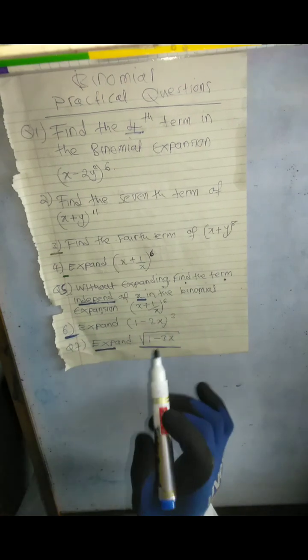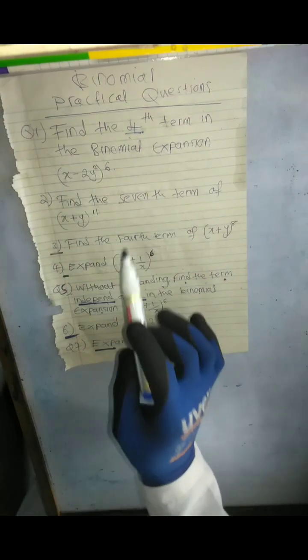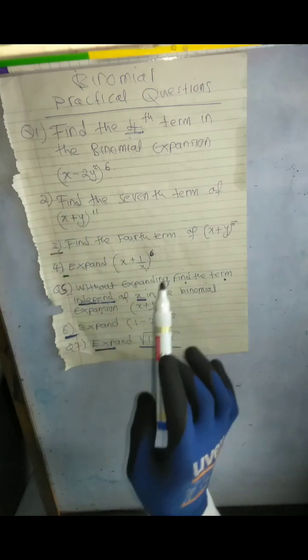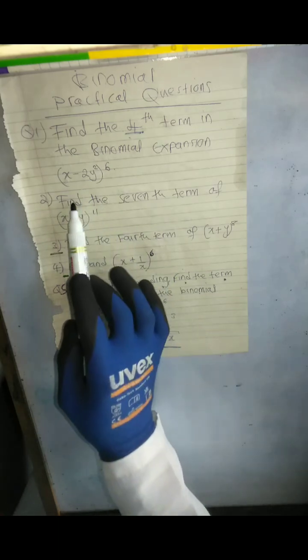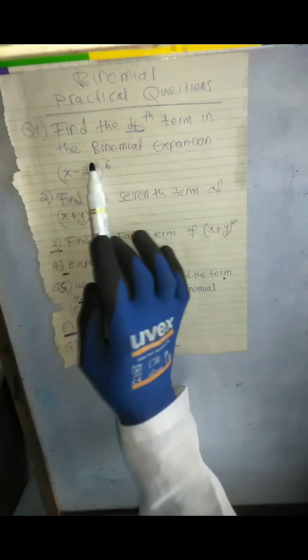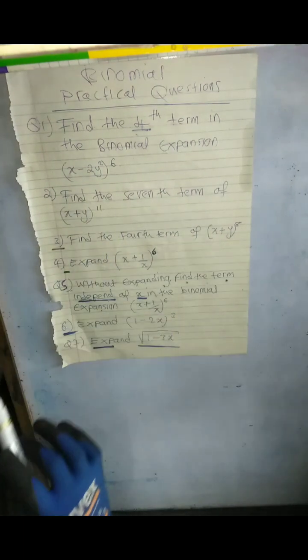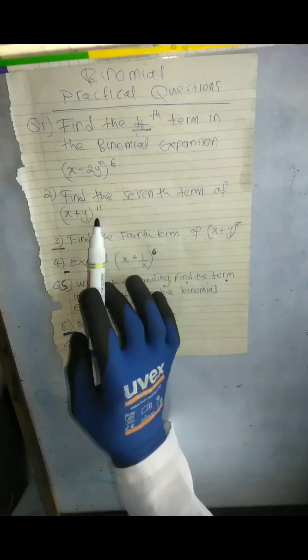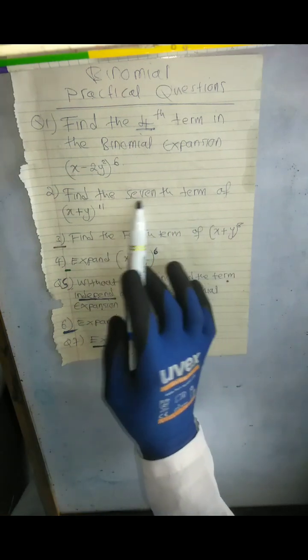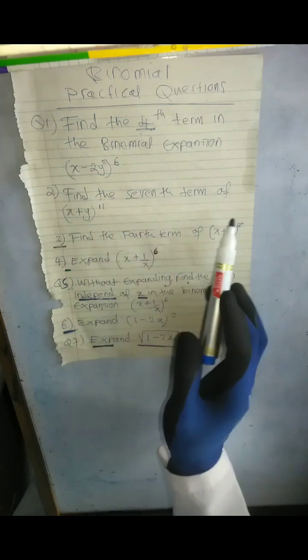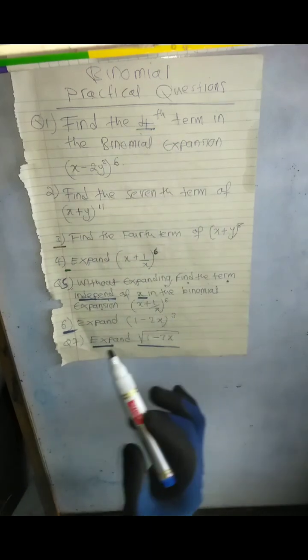So let's now solve the question that involves binomial expansion, which says find the fourth term in the binomial expansion, so you just have to expand it, or find the seventh term of this expansion. But this one you can just use the general formula, because they have already given you the r. Find the seventh term, find the fourth term, so these are simple.